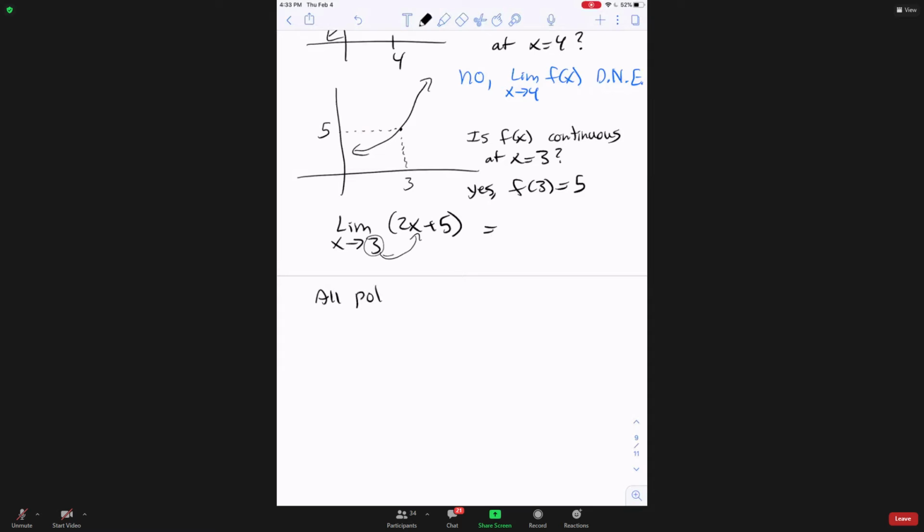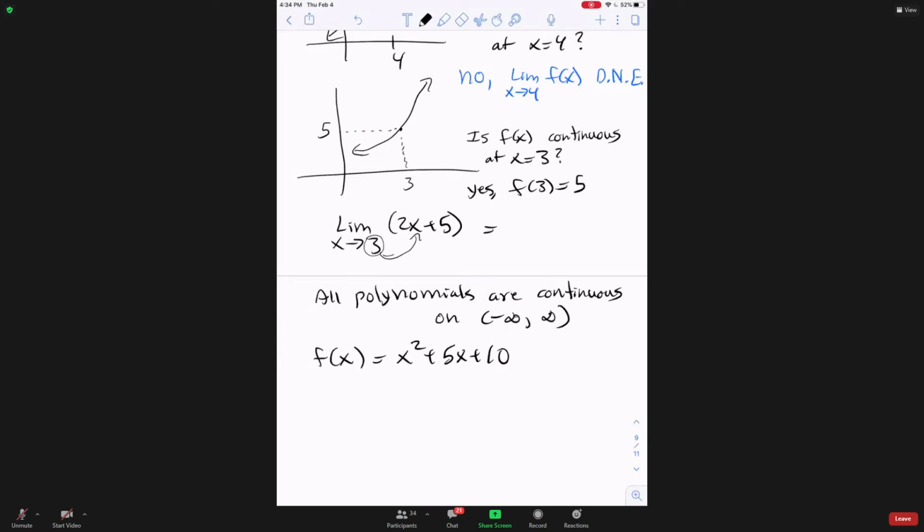all polynomials are continuous on negative infinity to infinity, the whole real number line. So what is a polynomial? f of x equals, for example, x squared plus 5x plus 10. That's a polynomial. When the exponents are whole numbers, it's a polynomial. When the exponent is a fraction or a negative, that's not a polynomial. Not saying it's not continuous, but it's not a polynomial. So the statement that I'm making is all polynomials are continuous from negative infinity to positive infinity.